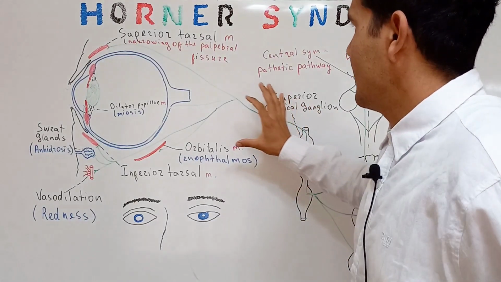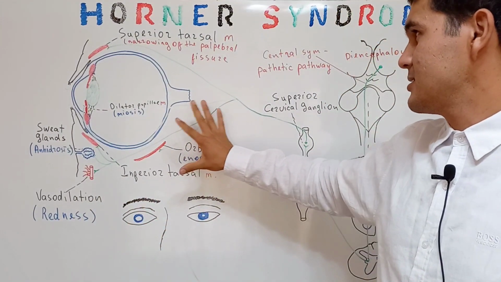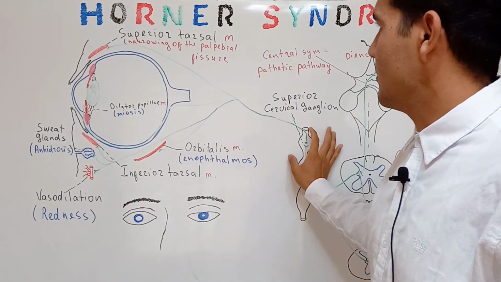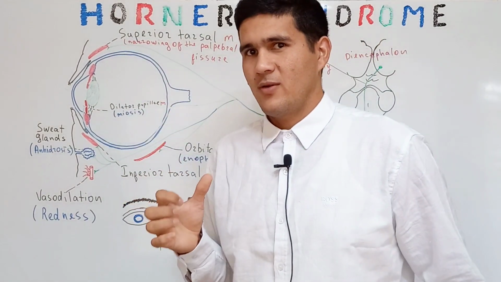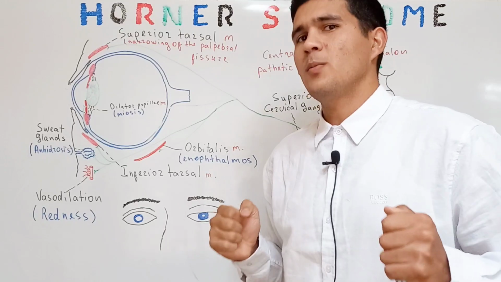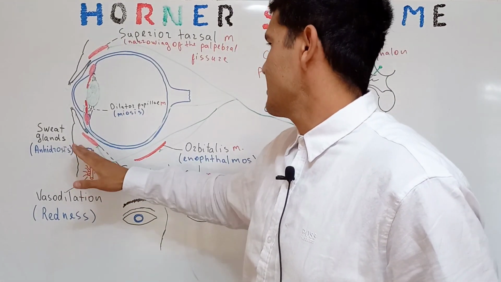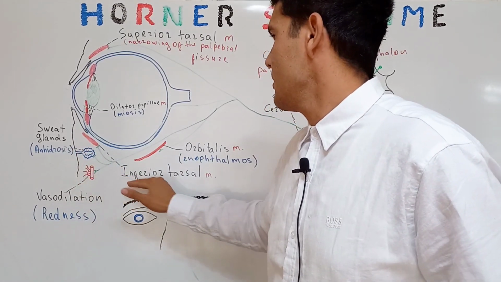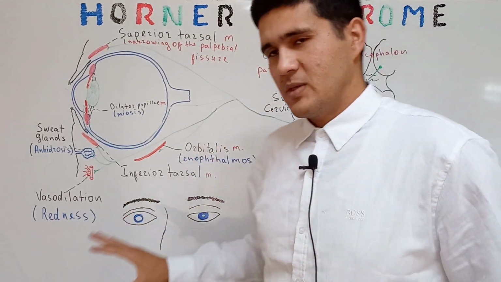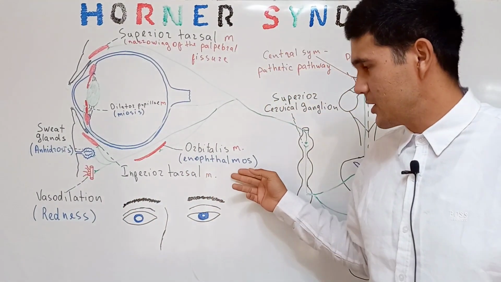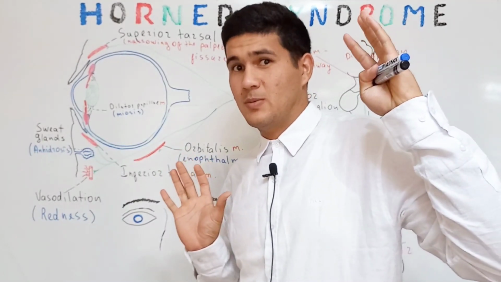Look at that. There are several parts of the face and eyes that are innervated by the sympathetic nervous system. The first one is the superior tarsal muscle. The superior tarsal muscle's main function is holding the eyelid open. And there is a partner of the superior tarsal muscle, the inferior tarsal muscle. The next innervation is the orbitalis muscle, whose main function is holding the eyeball in the normal protruded position.